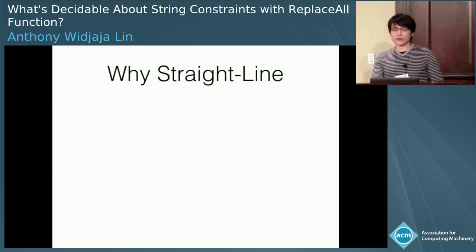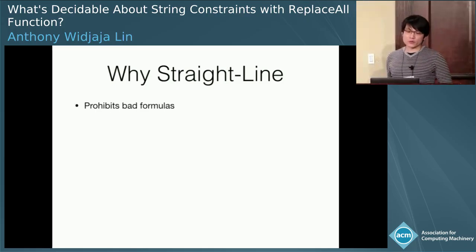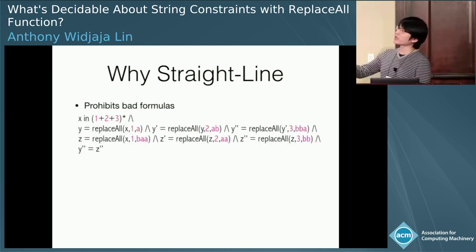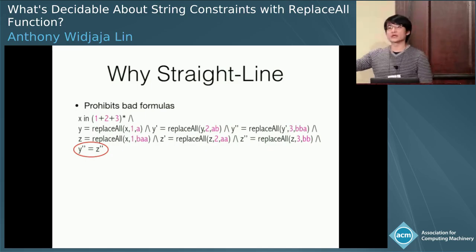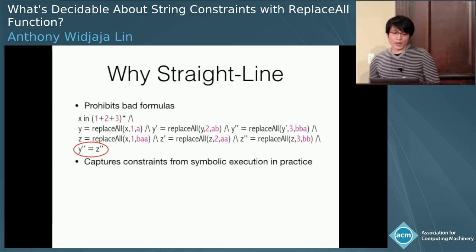So why straight line programs? Why straight line fragments? Well, firstly, it prohibits bad formulas. So this is the formula that we get from the undecidability that we saw in the previous slide. And as you can see here, there's this equality check, and this kind of stuff is eliminated if you consider straight line constraints. And secondly, the fragment also captures constraints from symbolic execution in practice.